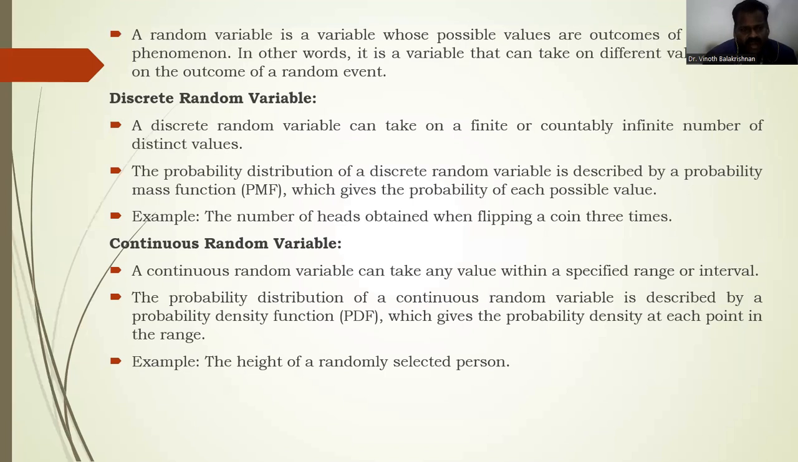The next type is the continuous random variable. What is the continuous random variable? A continuous random variable is one where the variable X takes uncountable or infinite number of values, specified within a range or interval. That is called the continuous random variable. From this, we describe a distribution called the continuous probability distribution, and its function is called the probability density function.